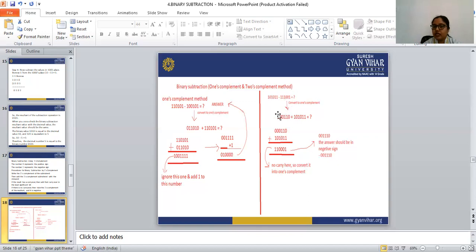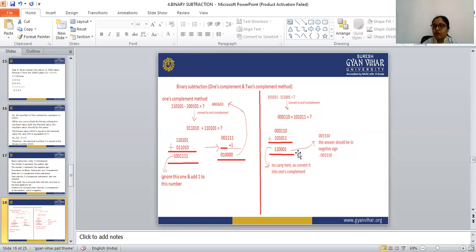After that, we have to add this ones complement number and the first number. Look at this: 0 plus 1, 1. 1 plus 1, 0, carry 1. 1 plus 0, 1, 1 carry 1, 0 carry 1. So 1 plus 1 again 0, carry 1. 1 plus 0, 1. 1 plus 0, 1. 0 plus 1, 1. So this is the answer we get after the addition of these two numbers.